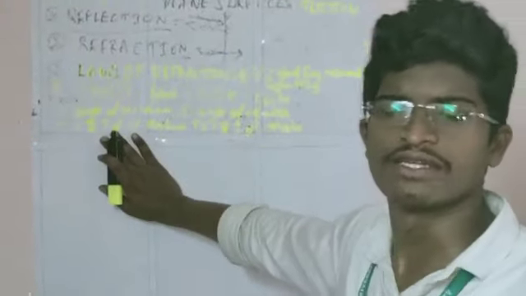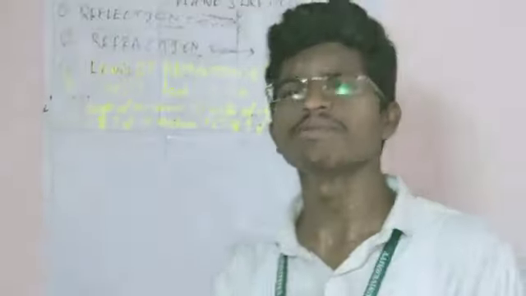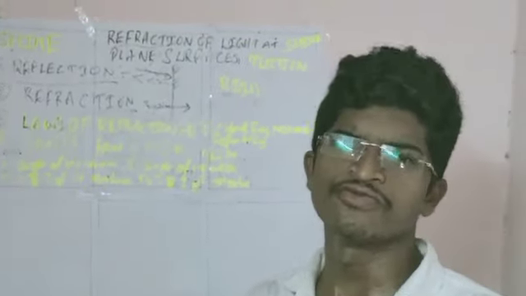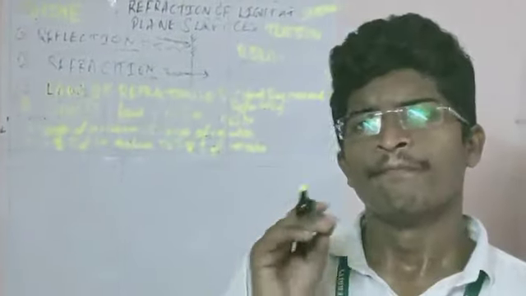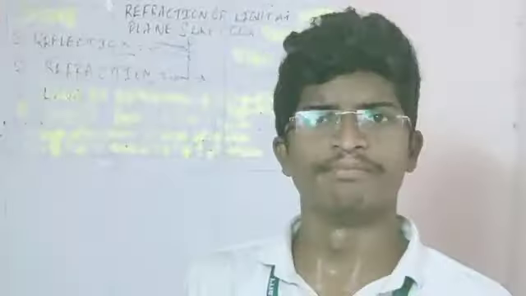Here we have given refractive index. What do you mean by refractive index? At first you have to know the definition of the refractive index. Here refractive index, denoted by mu, is equal to the ratio of speed of light to the speed of light in medium.